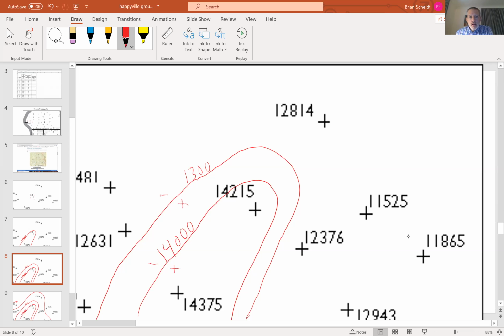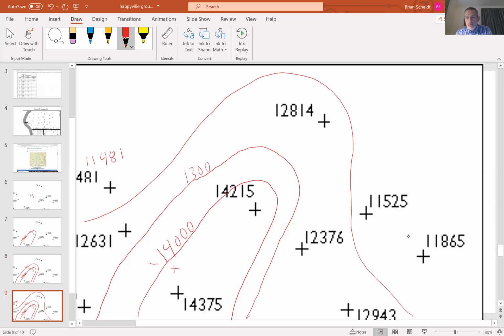So the next line I would have to draw would be our 12,000 foot line. Now, with this 12,000 foot, everything on this side is less than 12,000, everything on this side would be more than 12,000. So my 12,000 foot line would go in right there.